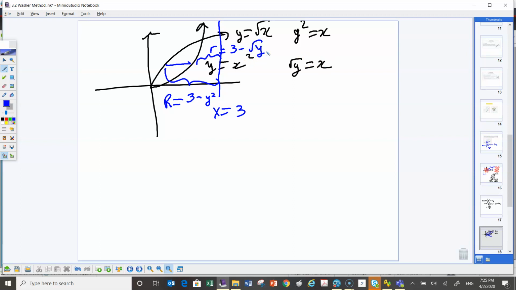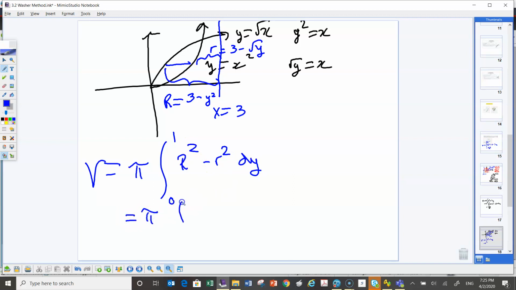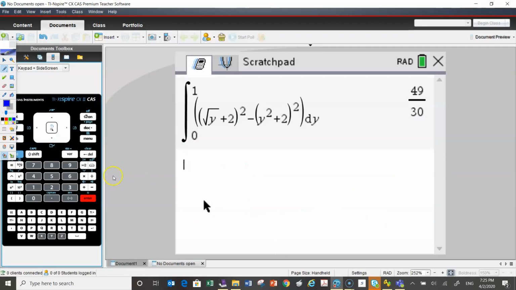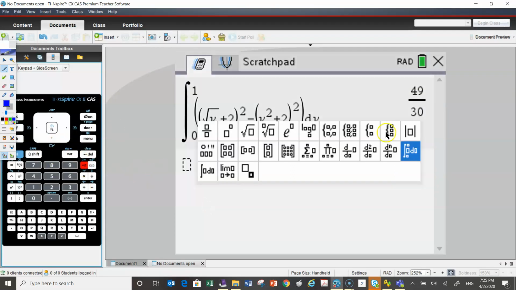My limits of the integrand are going to be the same as before, so it's going to be the integral from 0 to 1 of capital R squared minus little r squared dy. So the outer radius this time is 3 minus y squared, the inner radius is 3 minus root y, and now I would evaluate that. So we'll quickly do the calculation here.